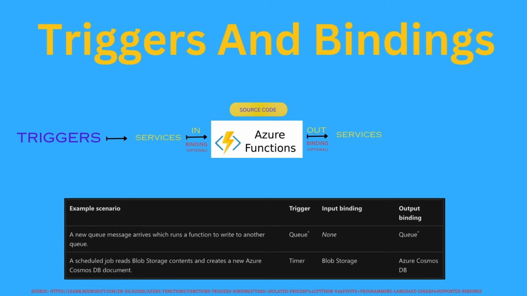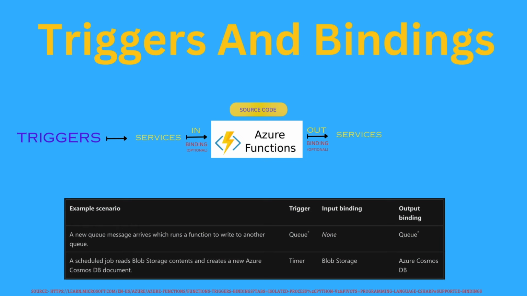In this particular scenario, my trigger is a queue because I am executing my function whenever there is a message on the message queue. There is no input binding here as I am not taking any input parameters from the message queue. But as an output, I am pushing a message on a message queue. So that is my output binding.